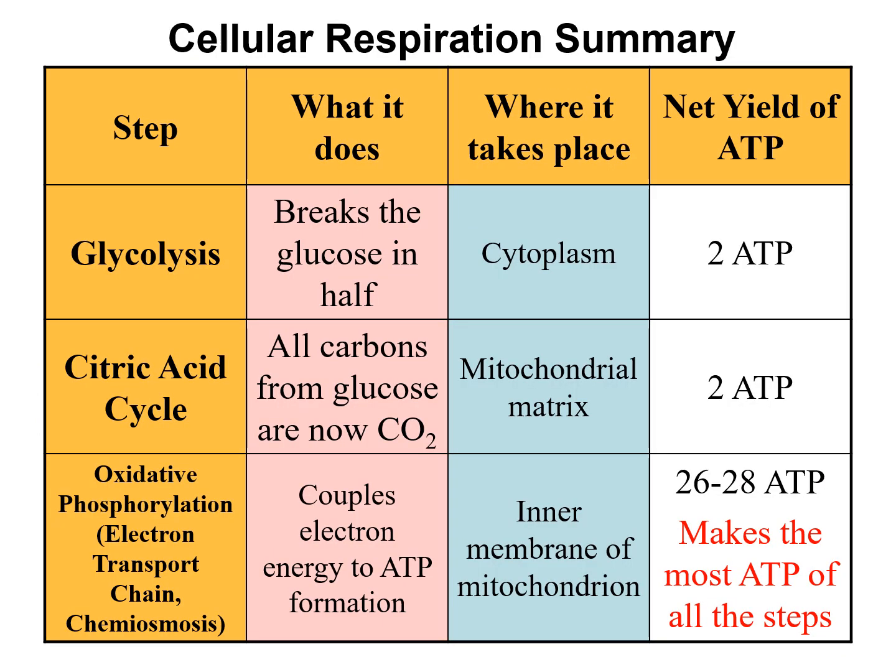Okay, and then lastly, here's just a summary of cellular respiration. We've got the 3 steps of cellular respiration, what basically is going on in each step, where it takes place in the cell, and then how much ATP is made in each step. And you don't have to memorize any of these numbers, but just note that oxidative phosphorylation is going to make the most ATP of all of the 3 steps.